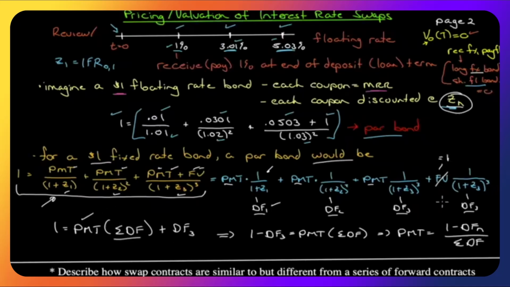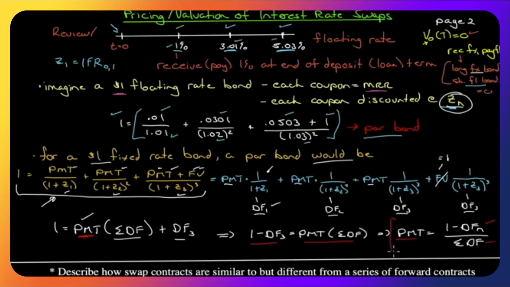Since this equals 1, we could just take that out and say all we have at the end is discount factor 3, plus discount factor 3. We're trying to figure out this term here. So let's take DF3 to the other side. We'll have 1 minus DF3 equals payment times the sum of the discount factors. Divide through by the sum of the discount factors. The fixed payment is 1 minus the last discount factor over the sum of all the discount factors.